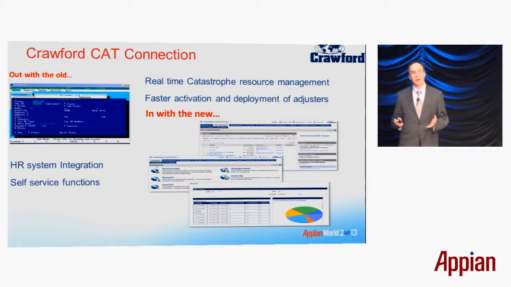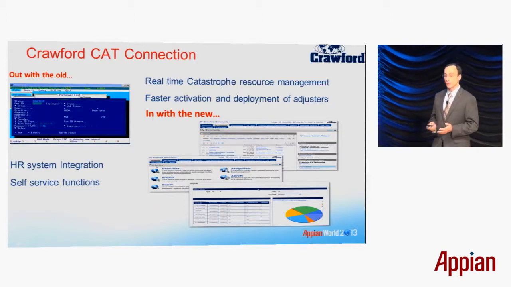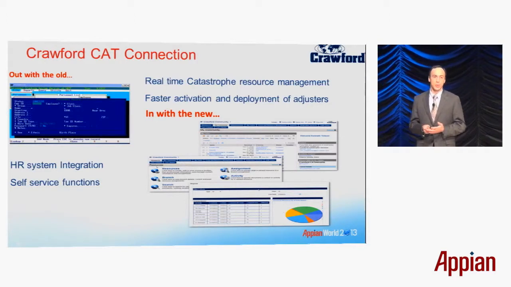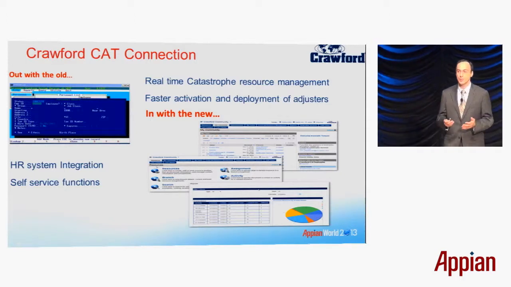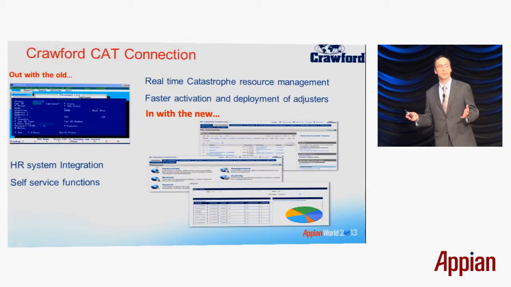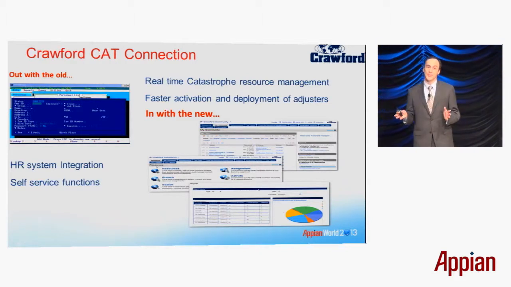So catastrophes are exceptional events for homeowners and businesses, but for us it's business as usual. We process catastrophe claims all the time. Sometimes we work on multiple catastrophe events at the same time. But it doesn't mean that it's easy.